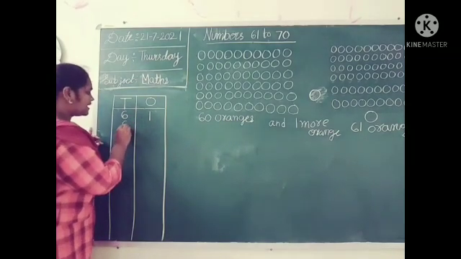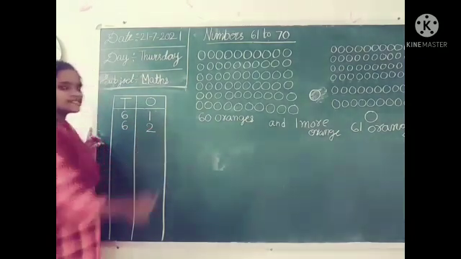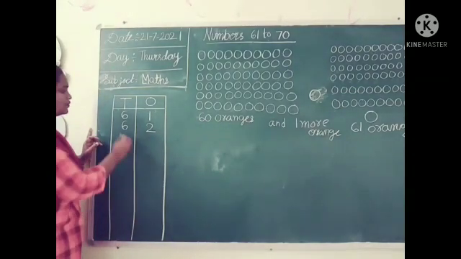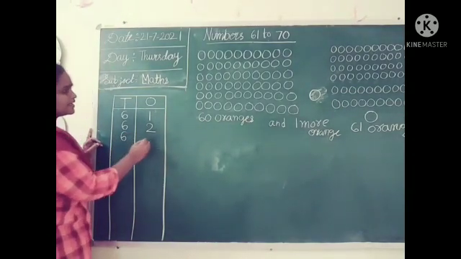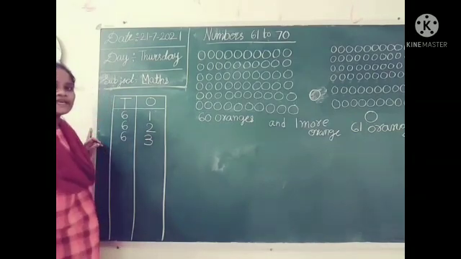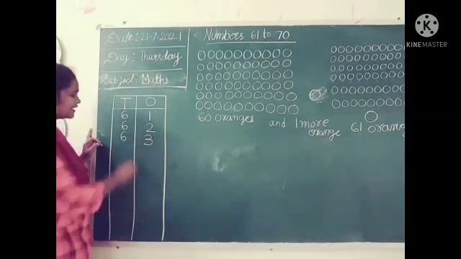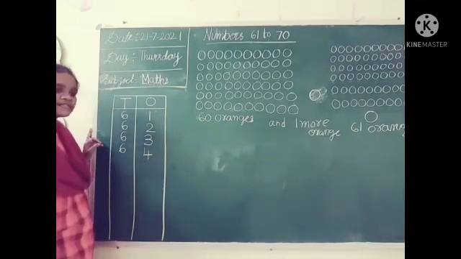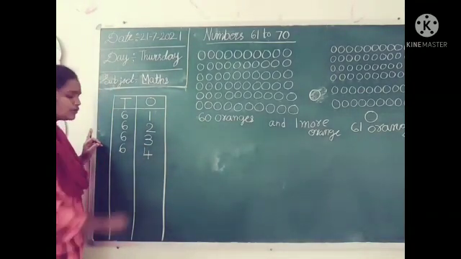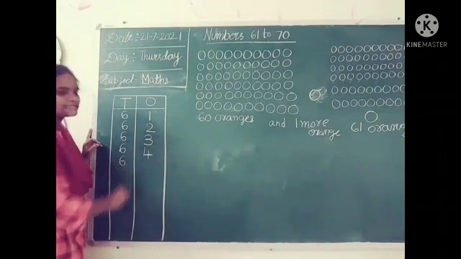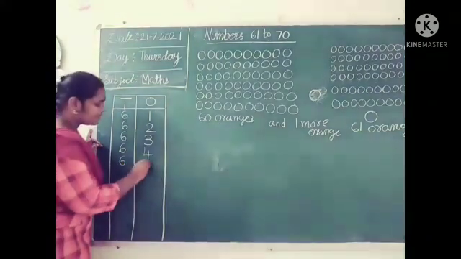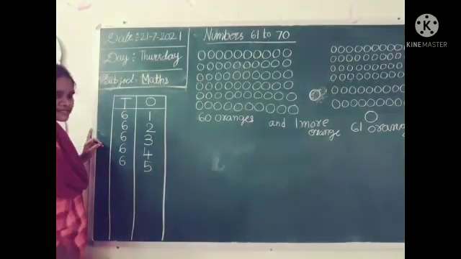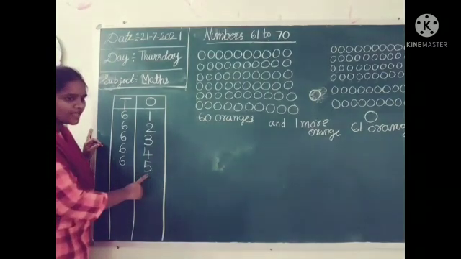6 in tens place. 2 in ones place. 6, 2, 62. 6 in tens place. 3 in ones place. 6, 3, 63. 6 in tens place. 4 in ones place. 6, 4, 64. 6 in tens place. 5 in ones place. 6, 5, 65.